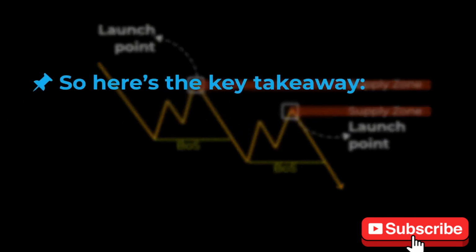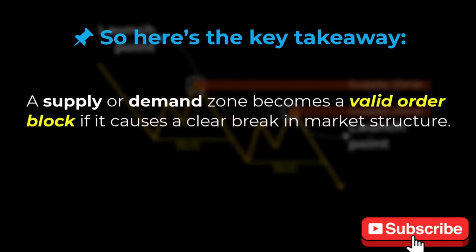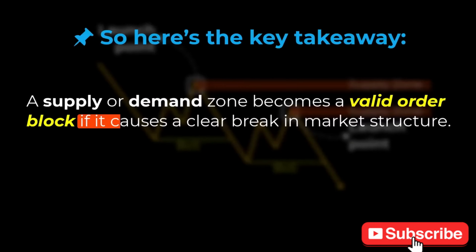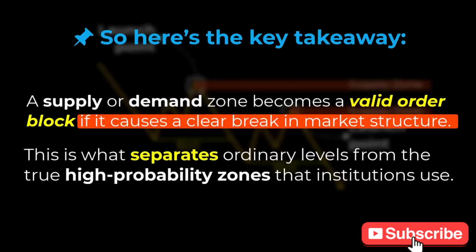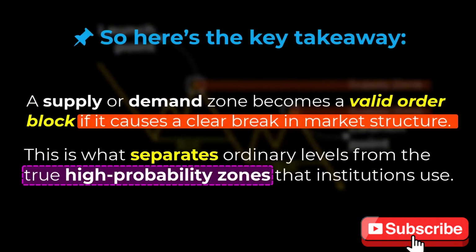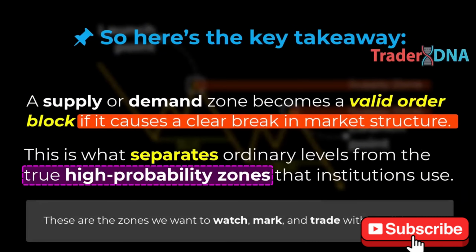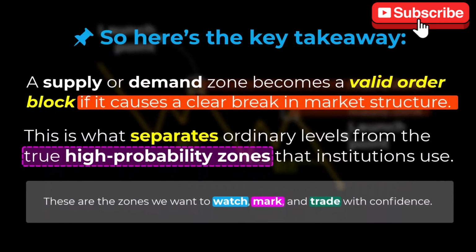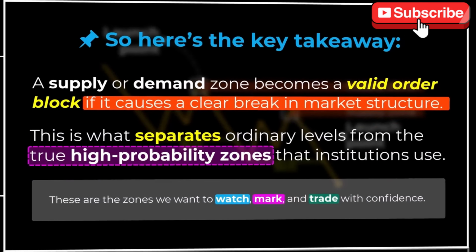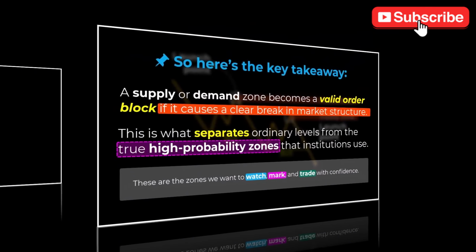So here's the key takeaway. A supply or demand zone becomes a valid order block if it causes a clear break in market structure. Without that structural break, it's just another zone and likely not strong enough to trust on its own. This is what separates ordinary levels from the true high probability zones that institutions use. These are the zones we want to watch, mark, and trade with confidence. Let's look at some real chart examples next, so you can see how this works in live price action.